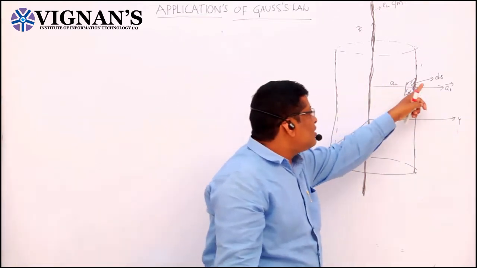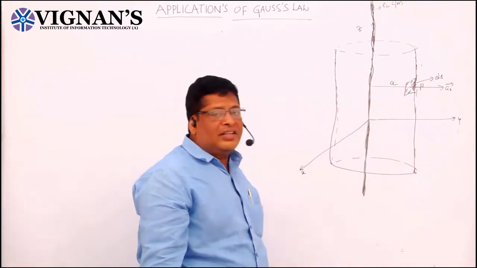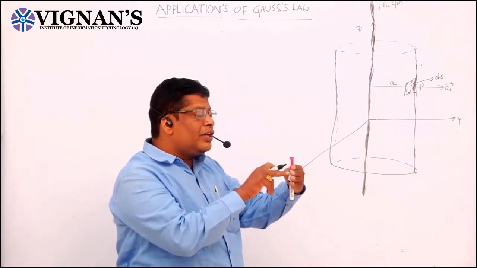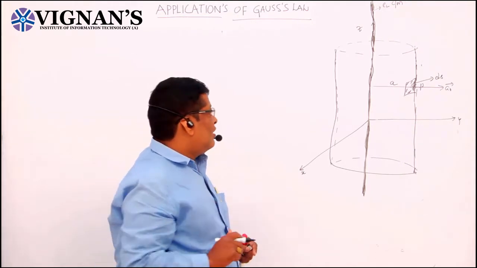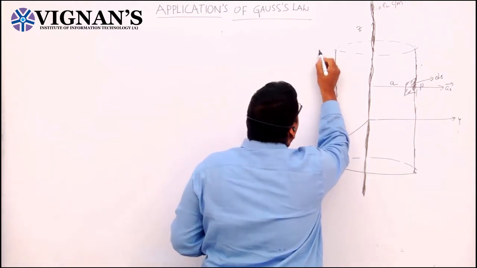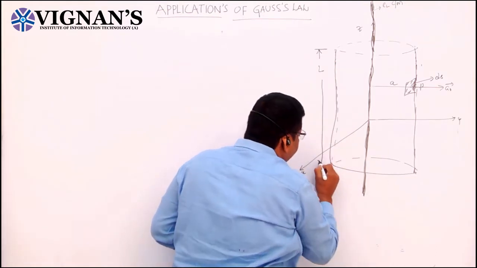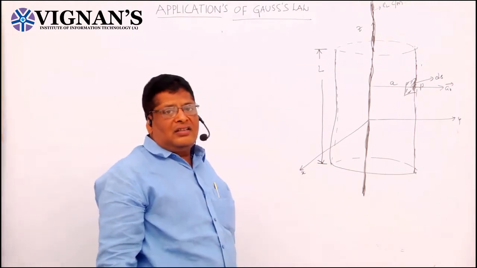See here, this is the ds. The differential surface area in this case is perpendicular to the radius of the cylinder. Next, take L as the length of the cylinder. L is nothing but the length of the cylinder.